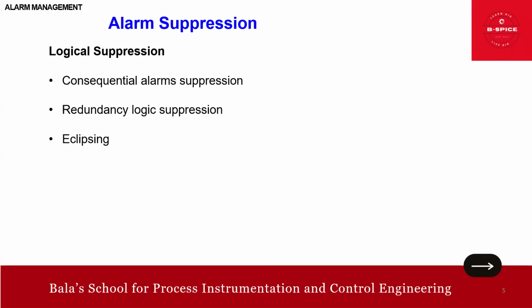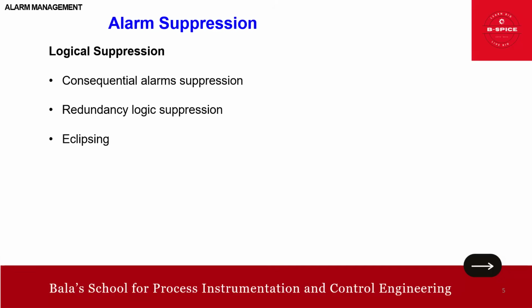Then eclipsing. Eclipsing is a bit, okay, I'll explain this. If a high alarm is present on the same measurement range as a high-high alarm, then the high alarm can be suppressed when the high-high alarm occurs. So that is the point, friends, eclipsing. I again repeat, if a high-high alarm is present on the same measurement range as the high alarm, then the high alarm can be suppressed when the high-high alarm occurs because it's already high-high, right? Why do you need to have this? That will automatically suppress. We have to, of course, put the logic.